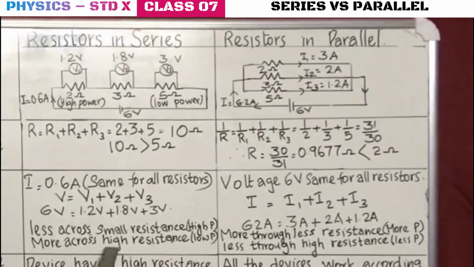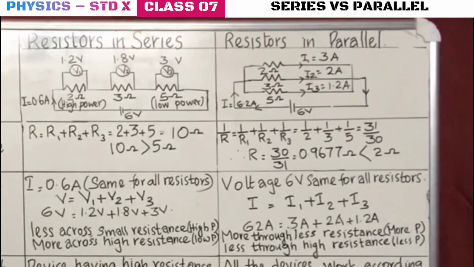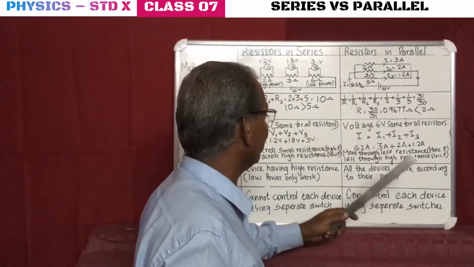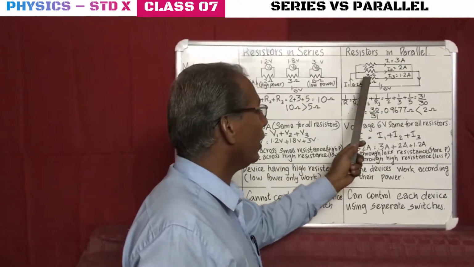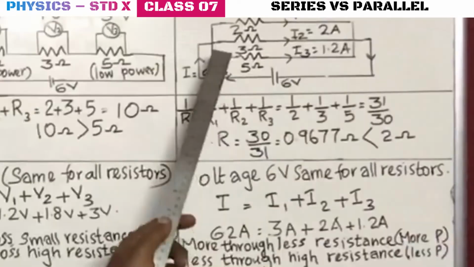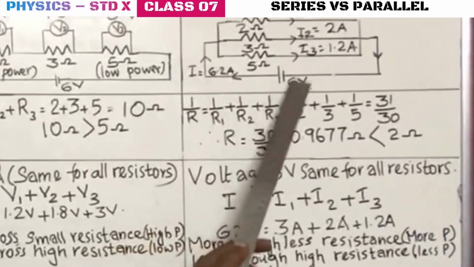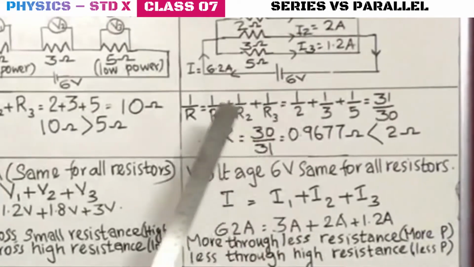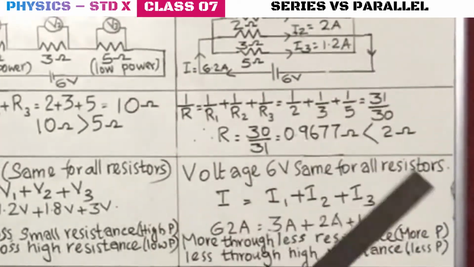So more voltage across high resistance and less across small resistance. In the case of parallel connection, we have seen current is not the same, but voltage is the same, because across all the three resistors we are getting a common voltage of 6 volt. Across the terminals we get 6 volt. So voltage is 6 volt, same for all the resistors.